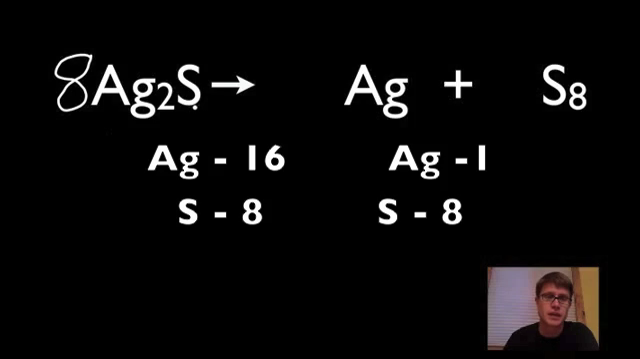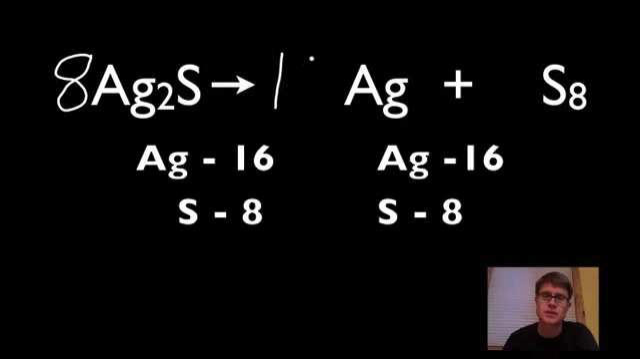Well, now we have 8 sulfur on the left side, 8 sulfur on the right side. But our silvers aren't matching. So on the left side, we actually have 16 silver, but on the right side, we only have 1. And so let me just try writing a 16 down. So now that's a balanced equation. So we have 16 silver, 8 sulfur, 8 sulfur, and that's going to be a balanced equation.